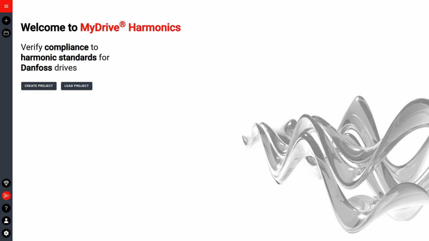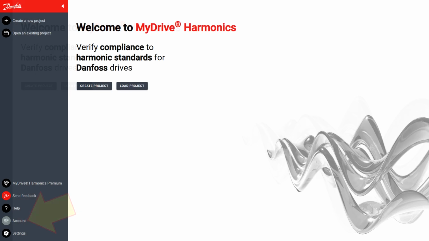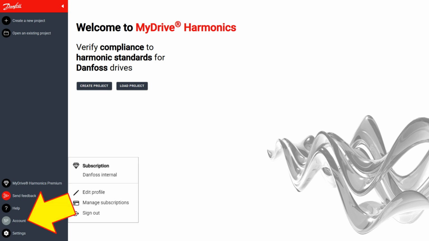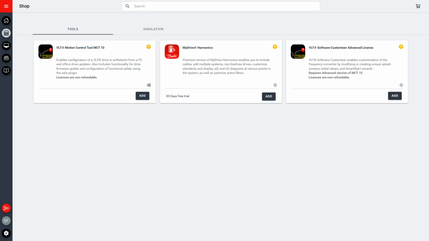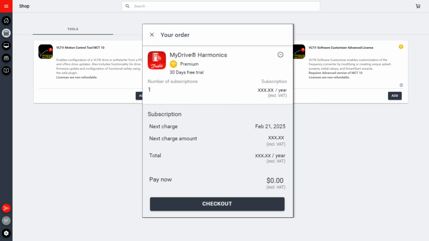There are two versions of this tool, Basic and Premium. The Premium features are available after the Premium version has been ordered. The status of a subscription can be viewed from the Account Profile button. A 30-day free trial of the Premium version can be selected before making a final decision to purchase a subscription to MyDrive Harmonics. You do not need to add your payment details to use the 30-day trial.